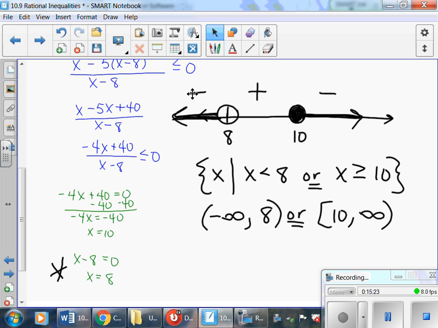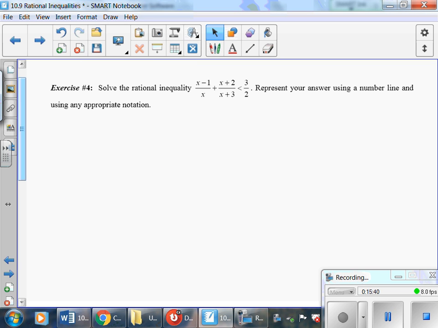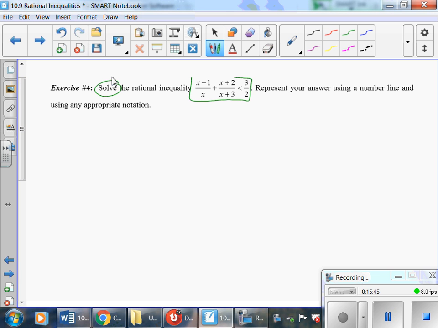So write down what you need to. Before we move on, I do believe there is an exercise 4. Yes, there is. Okay, exercise 4. Solve the rational inequality, this right here, and represent your answer using a number line and using any appropriate notation. So you can use set builder or the interval notation.